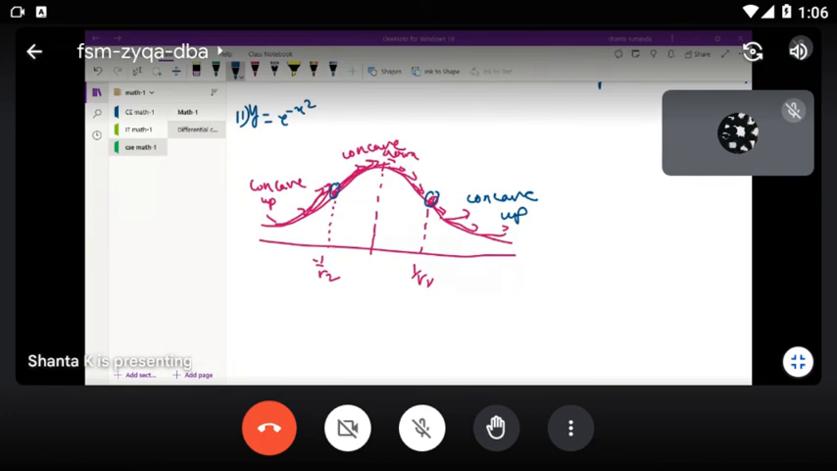No point of -1 is the inflection point of inflection. At x equal to -1, ma'am, what is the value of f double dash x? Not defined. Yes, ma'am. It's not defined, but still, it's a point of inflection.